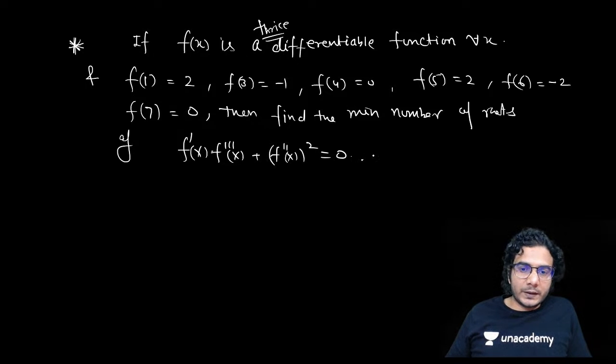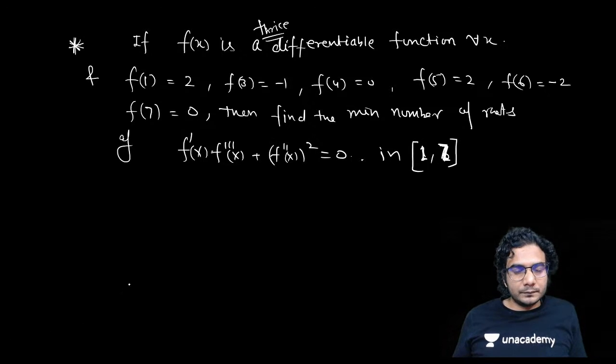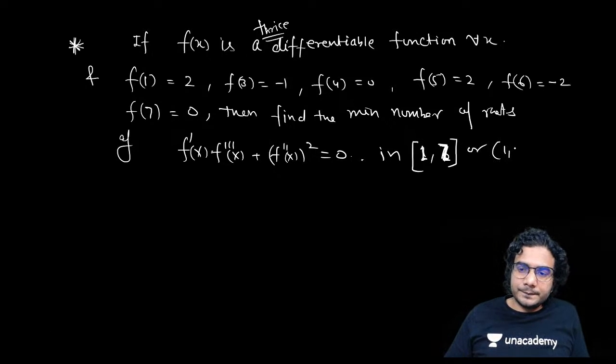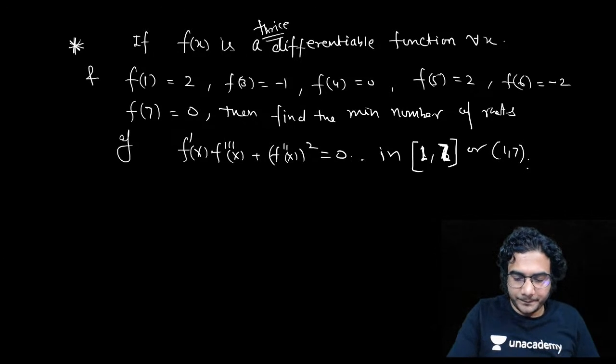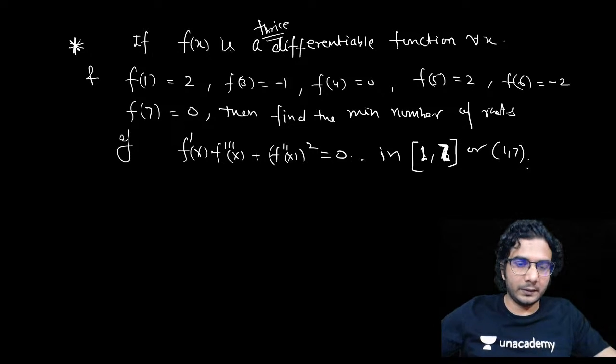Minimum number of roots of this equation, in 1 to 6, 1 to 7. Open or closed, same thing. This is our last question, okay? And LMVT will continue tomorrow. LMVT and Cauchy's theorem.